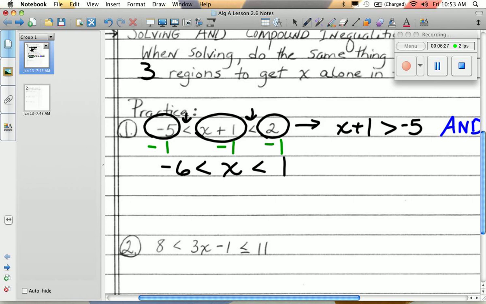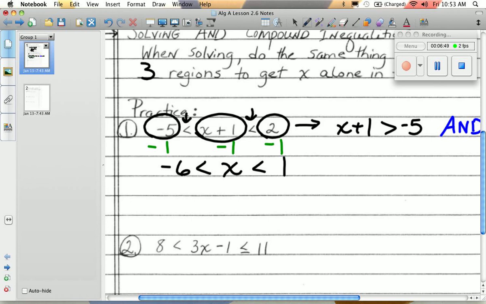So this is saying, is x by itself now? Yes, it's by itself in the middle, and that's the goal. So since x is by itself now, this is really saying x is greater than -6. I'm going to read it from the middle out. X is greater than -6, and x is less than 1.